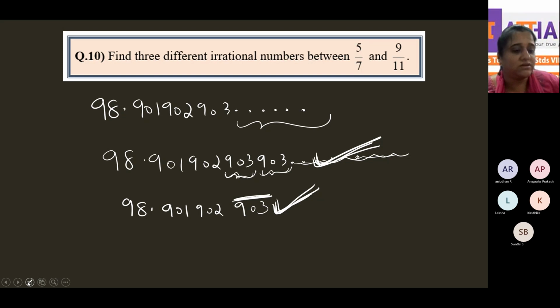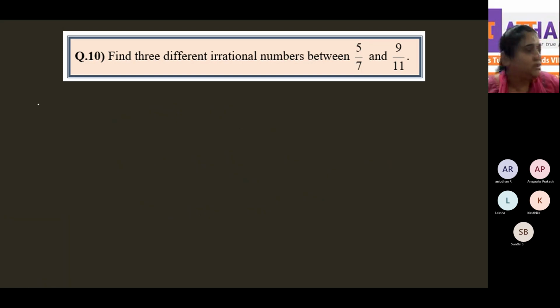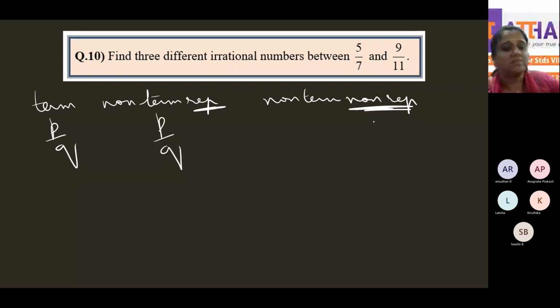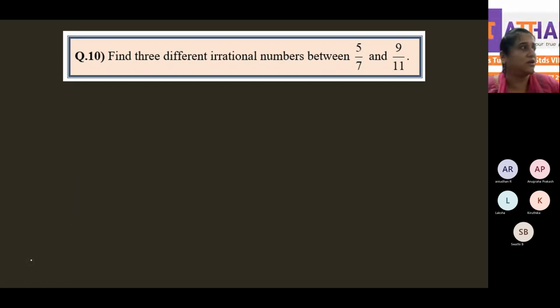What are the three types of decimals, children? Terminating decimal, non-terminating repeating or recurring, and non-terminating, non-repeating. The first two are rational numbers, which means they have a p by q form. This one is an irrational number. Non-terminating, non-repeating decimals are irrational numbers.